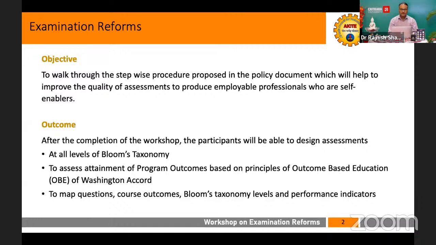The major outcome we foresee after the completion of this workshop is that one should be able to understand all levels of Bloom's taxonomy very well, and simultaneously assess attainment of program outcomes based on the principles of outcome-based education of the Washington Accord. About the Washington Accord, Professor Vijay Jadhav talked in detail in yesterday's session. One of the major goals for today's session is that I should be able to tell you how to frame different sets of questions pertaining to different levels of Bloom's taxonomy. Then in the afternoon session today, taken by Professor Shivani Malhotra, we will see how the performance indicators are going to be aligned.